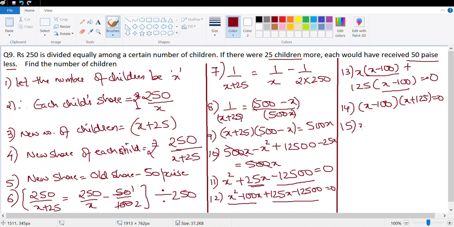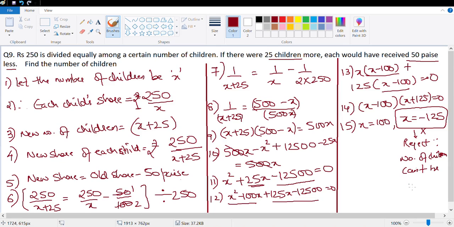This gives us x is equal to 100, or x is equal to negative 125. Now x is the number of children, so this is not possible. Reject, since number of children can't be negative. So that's our answer. Therefore, number of children is 100. Perfect. That brings me to an end of this video and this exercise.